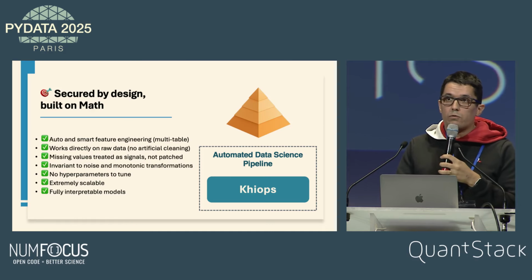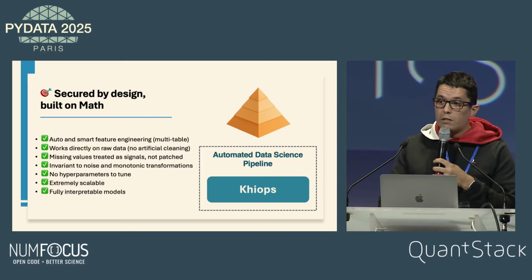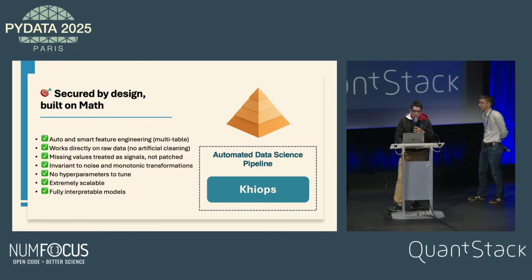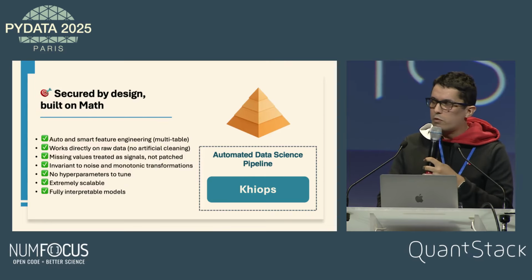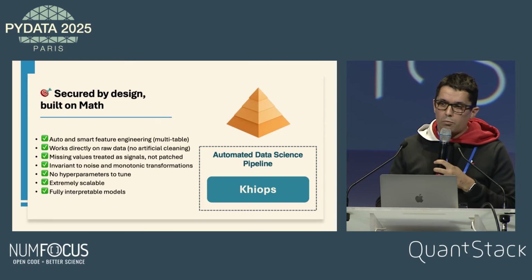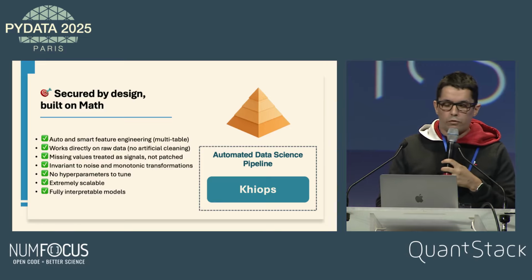You don't have to apply a log transformation on your data. It would be the same with KIOPS. Mathematically, we don't have any hyperparameter to tune, so you save time, you don't have any grid search, it's robust. And it's also extremely scalable because at Orange we have a huge amount of data. So even in 2001, we had to run KIOPS on a huge amount of data with something like a Raspberry, the equivalent of a Raspberry. So we need something very efficient. And at the end, it's fully interpretable. We will show you the output of KIOPS after. So we'll see it's interpretable, so it's secured because you can audit the result of KIOPS.